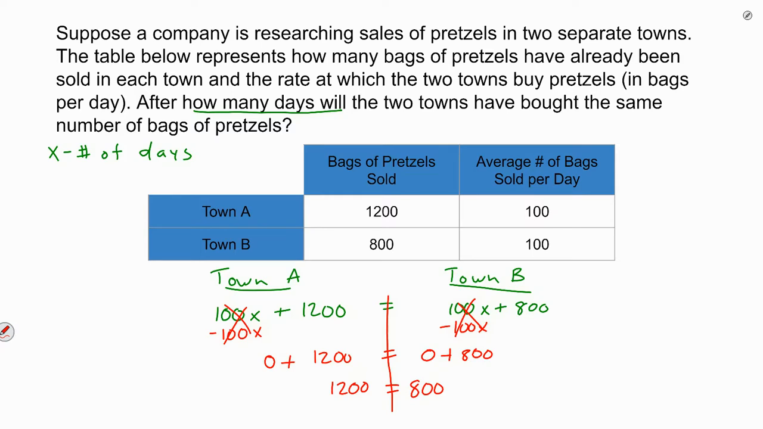It doesn't take long to realize that this looks weird. We can't say that 1,200 equals 800. We know that, we can count. So something's not right. Well, let's think about it for a moment.